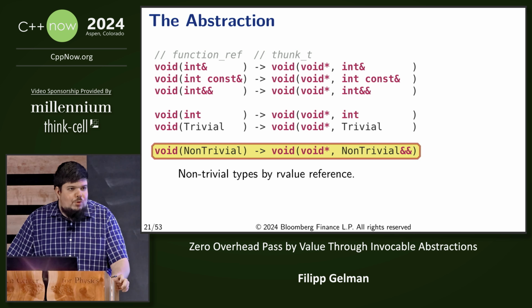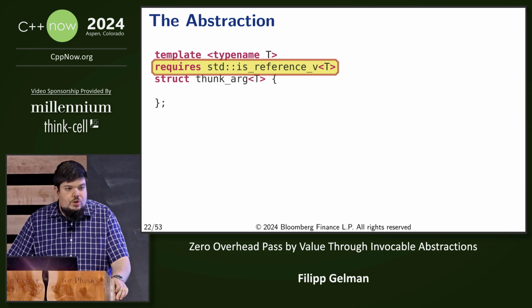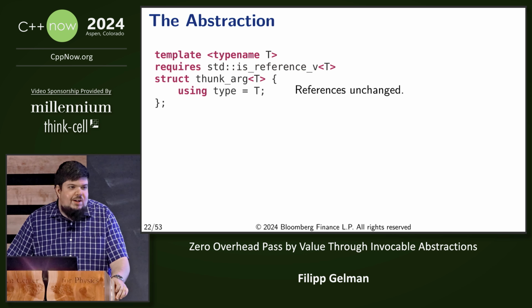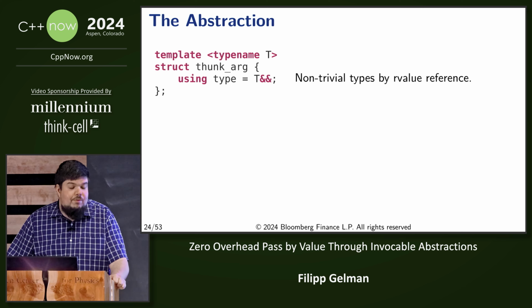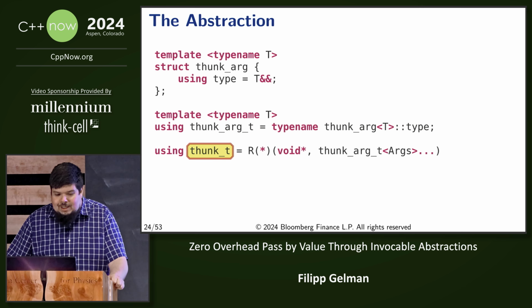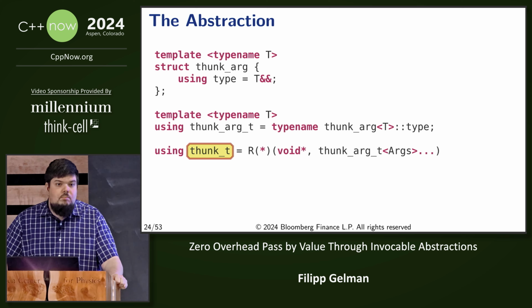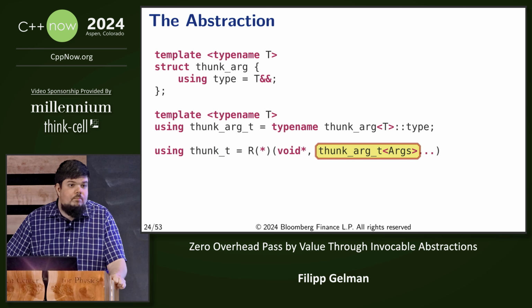So let's write a little type trait that does this transformation. Given some type T, if it's a reference, we leave it alone. If it's trivial and small, we leave it alone. Otherwise, it's an rvalue reference. Add a little alias, and now we have our thunk type, where we just apply the transformation to every argument. Make sense?